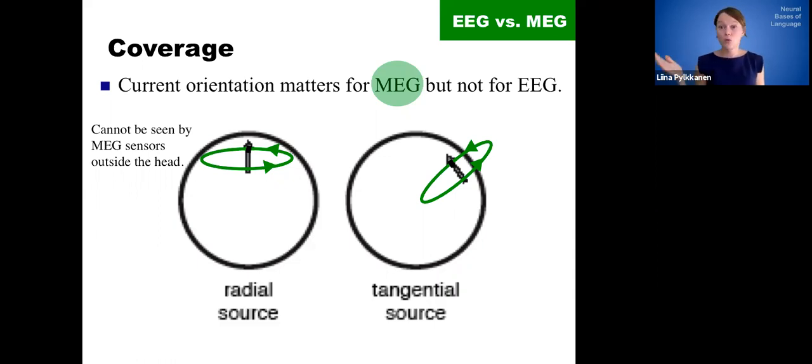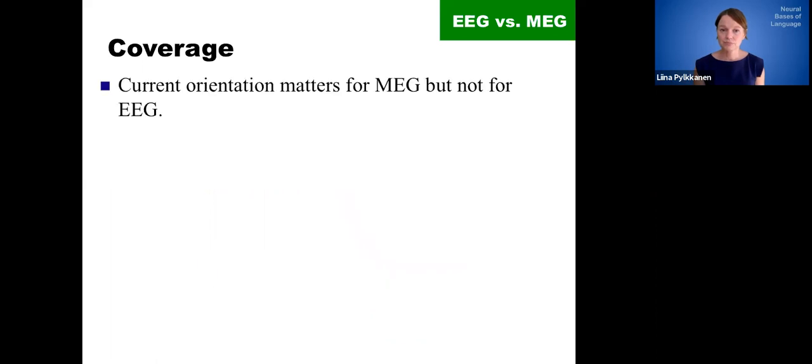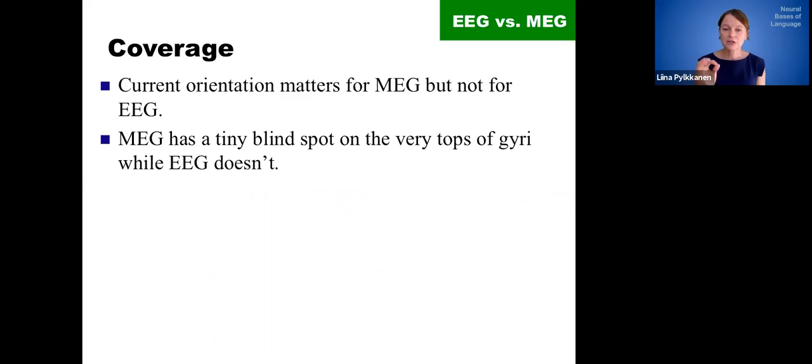However, we now know, so for a while we thought, oh, this is terrible, there's this whole big blind spot, but it turns out there's actually very little activity that has this perfectly radial orientation. So usually the currents have a bit of a tangential component, and as soon as you have even a little bit of a tangential component, the field will start sticking out of the head in a way that is better for our MEG measurement. So it turns out it's a very small percentage of the signal that has this perfectly radial orientation, and that MEG would be blind to. So the blind spot is actually pretty tiny, but it does exist.